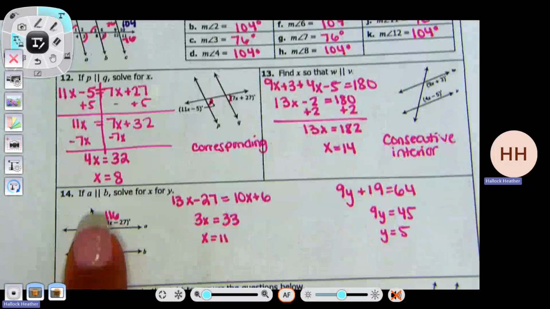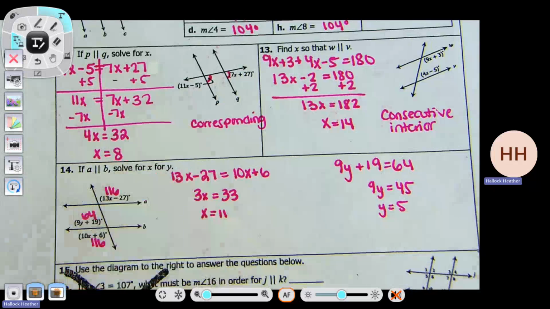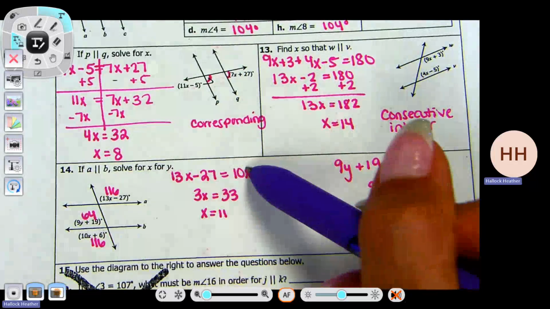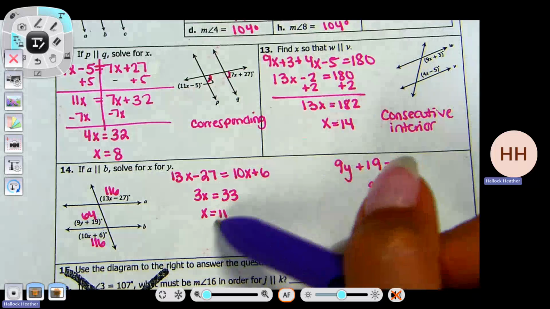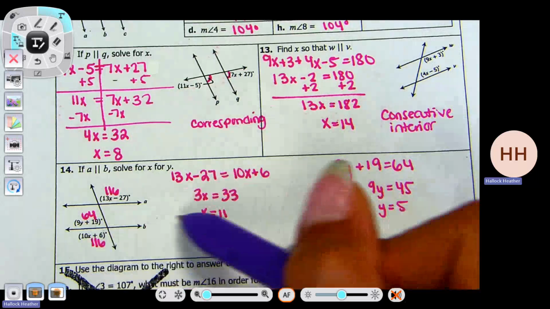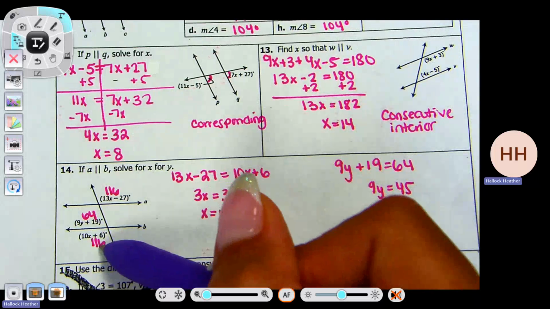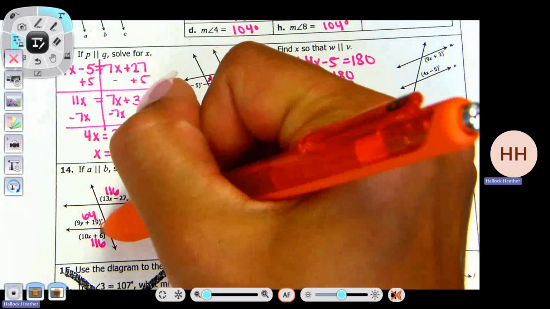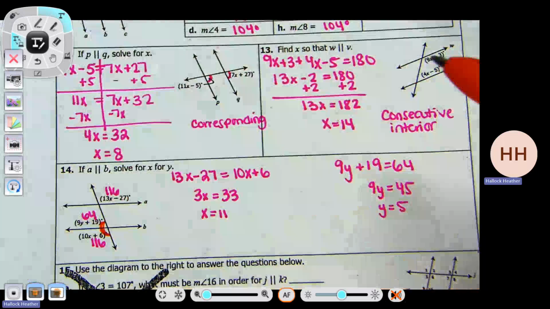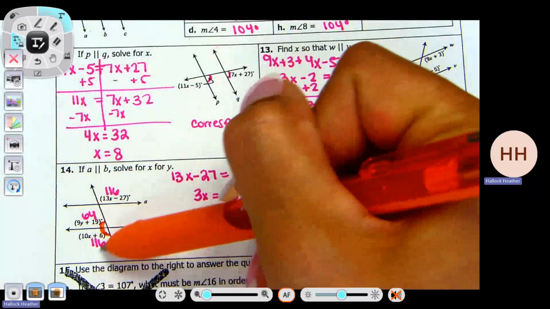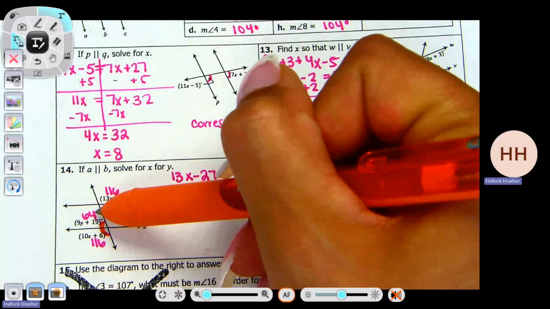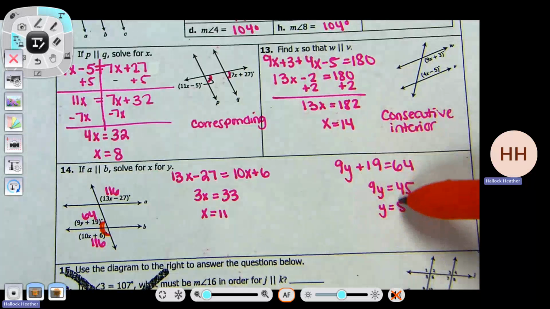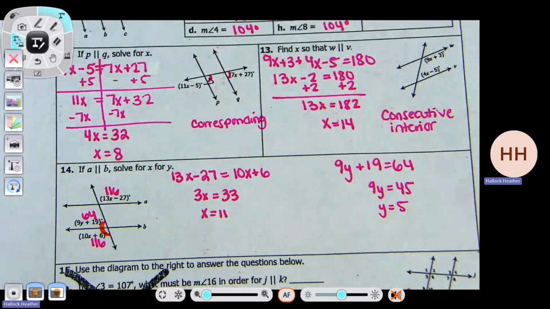14 has 2 steps. First thing you have to do is find x. The x's are congruent to each other. So I set them equal. I solve for x. I plugged it in. 10 times 11 plus 6 is 116. Next to it makes 180. So if these together make 180, I just subtracted 116 from 180. I got 64, and I set it equal to 64 and solved. So you should get 5 as your answer.